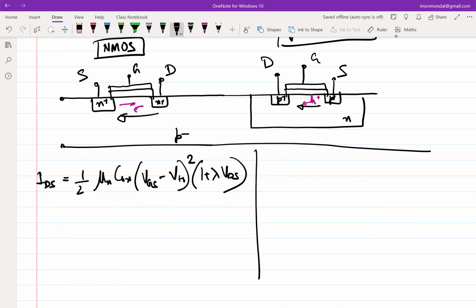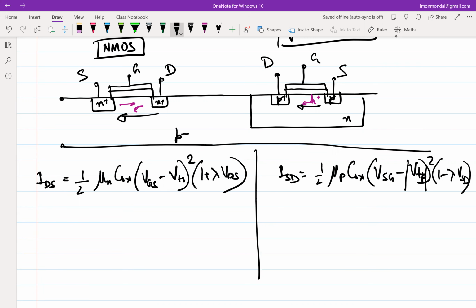So in case of a PMOS, it will simply reverse because the current is flowing from source to drain. You simply say that ISD is equal to half mu P, where mu P stands for the mobility of the holes, Cox, VSG minus VTP whole square. Typically, VTP is negative, so we use the modulus of that, times 1 minus lambda VSD. Yeah, I missed W and L on both sides. Thank you. So W by 2L.